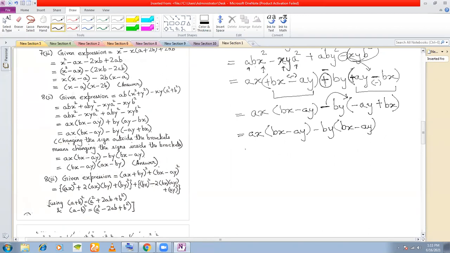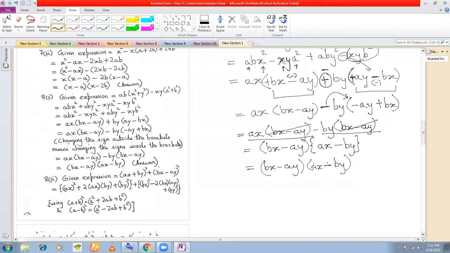Now you can take out bx minus ay from this entire term. So what is left? Ax. And from this entire term, you're taking out bx minus ay, only left with minus by. So that is your answer: (bx minus ay) into (ax minus by). Okay. Let's do the next one.